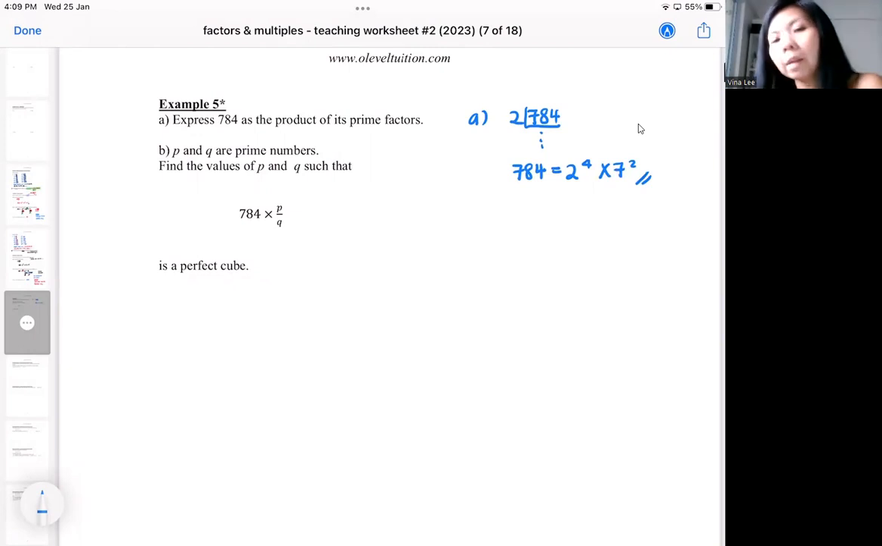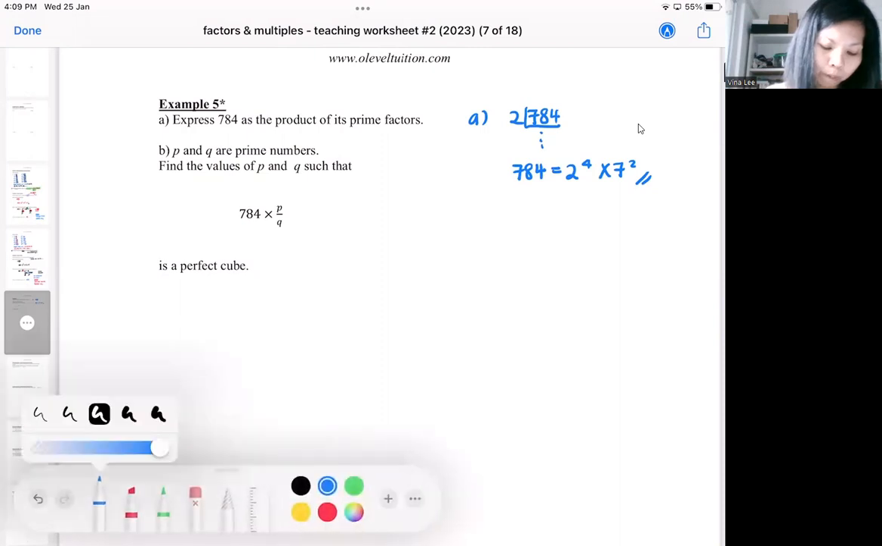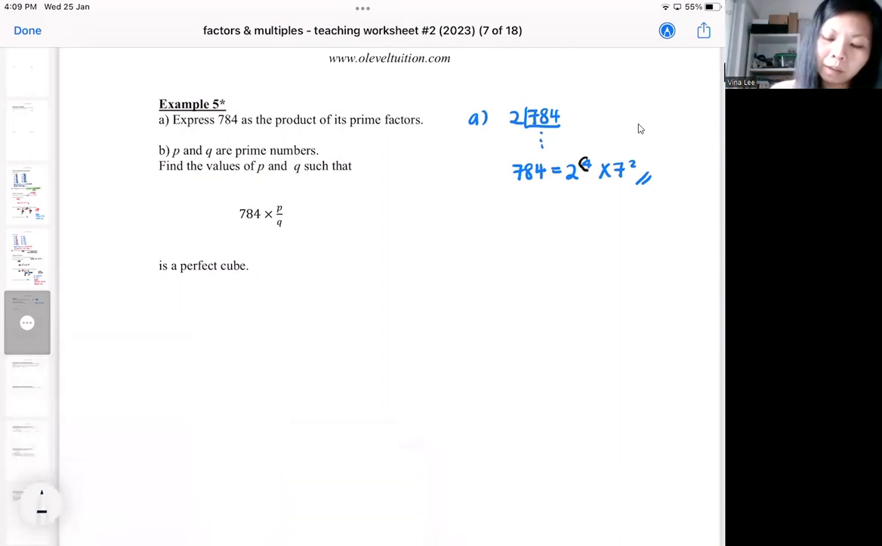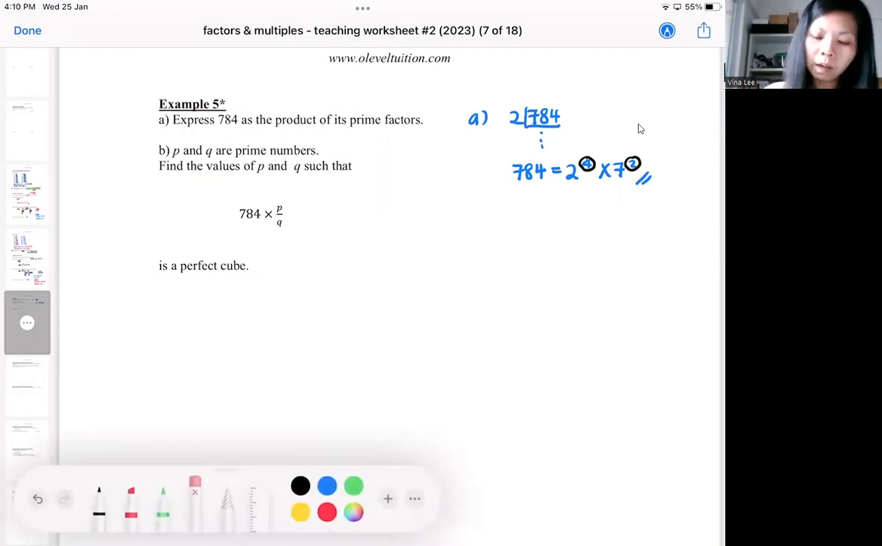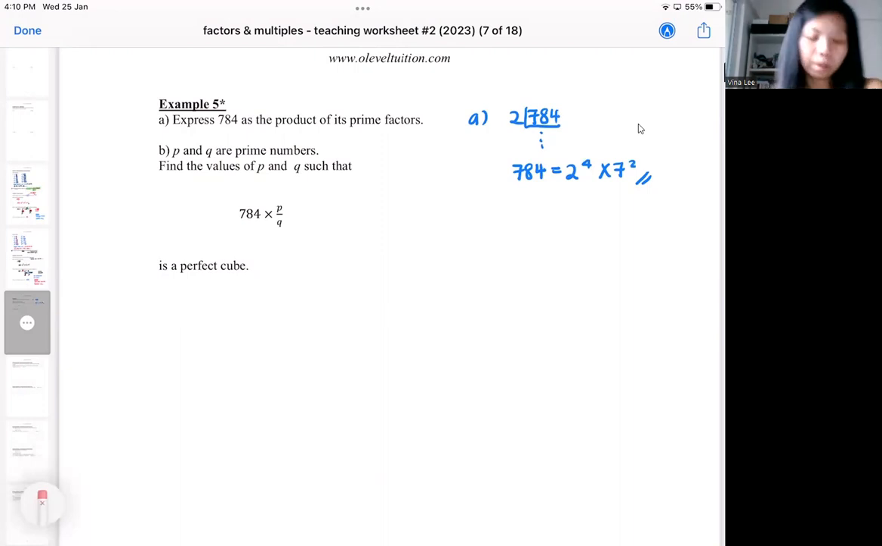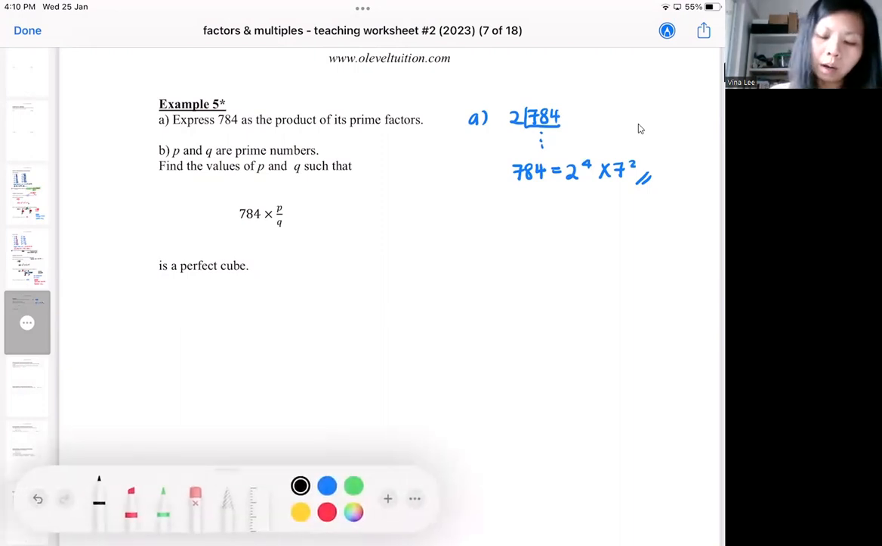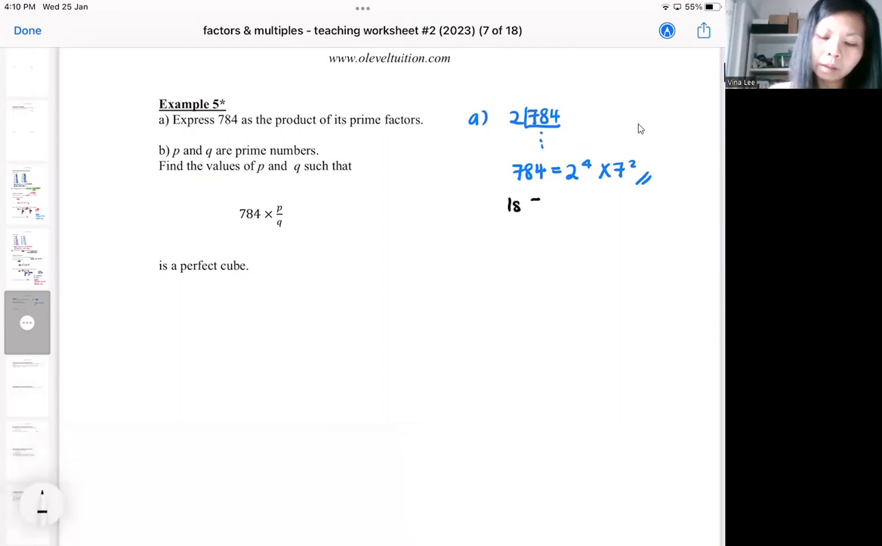If you explore part A, you look at the powers. Do you realize the powers can be divided by 2? In actual fact, for 784, both the powers can be divided by 2. So in actual fact, 784 is a perfect square. There are some exam questions that ask you this after the prime factorization part. Sometimes they will be asking you, is 784 a perfect square?